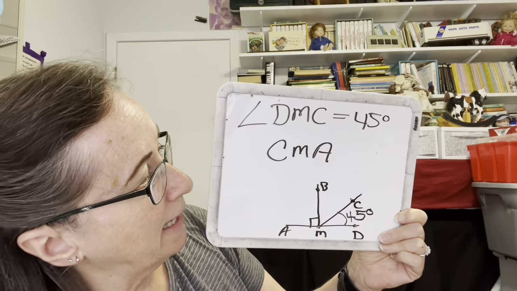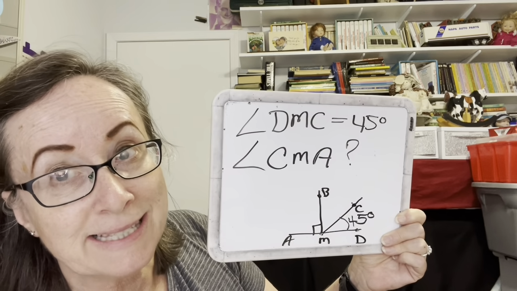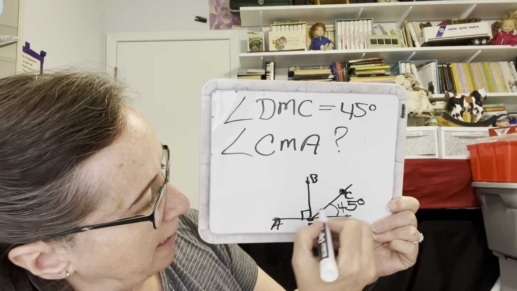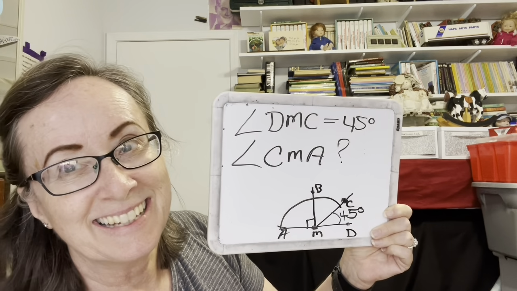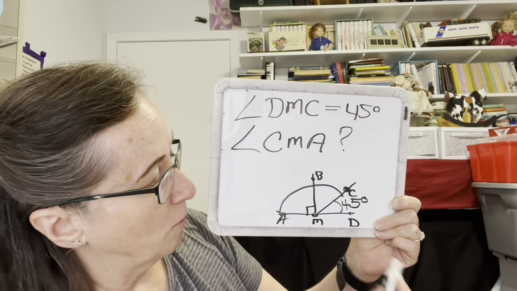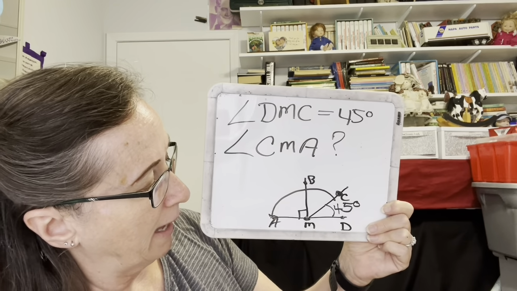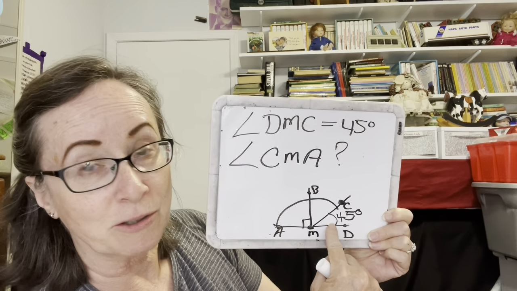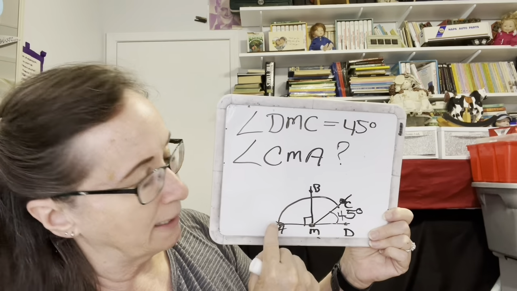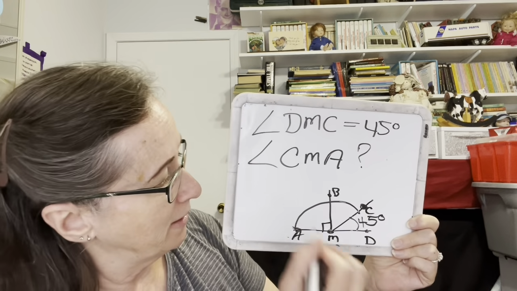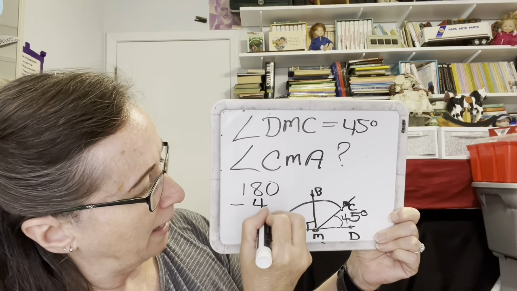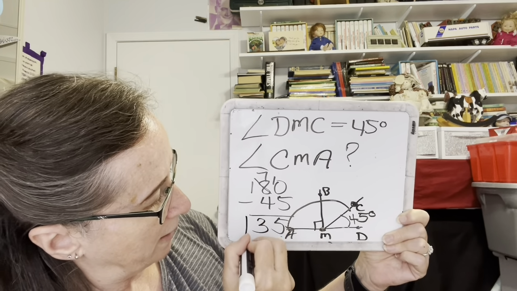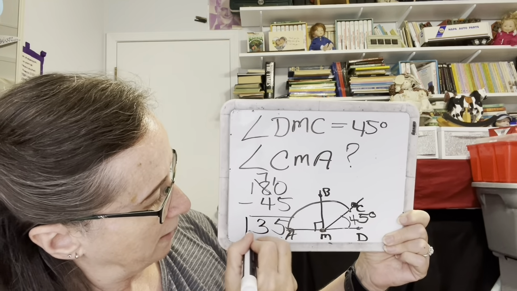So then it says, what is the measure of angle CMA? So C is right here, M is right here, A is right here. So CMA is this angle right here. Now, how can we figure that out? Don't we know that this is a straight line down here? So DMA here is a straight angle. And then we have 45 degrees right here. So wouldn't this one right here be 180 minus 45? 180 minus 45 degrees. I'm going to borrow and get 5, 3, 1. 135 degrees.